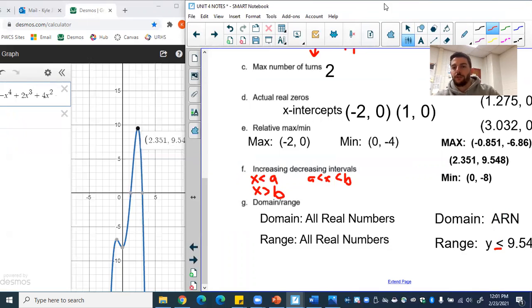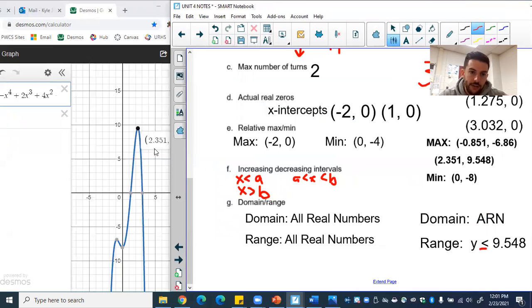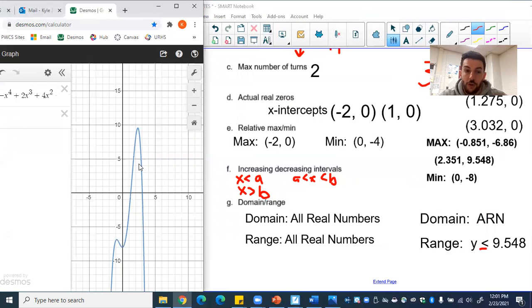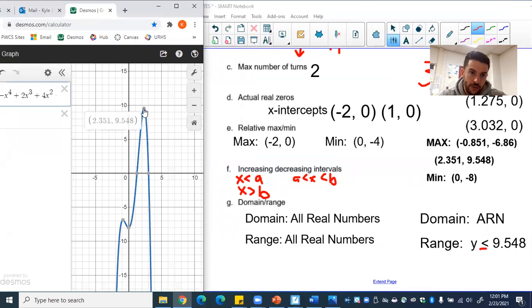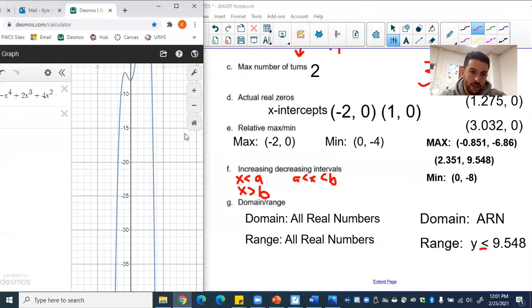Okay, let me include my equal to. Y is less than or equal to 9.548 because that is the highest y value on the y-axis that it ever gets to. It never goes higher than that. It's going to touch all the y values below that.